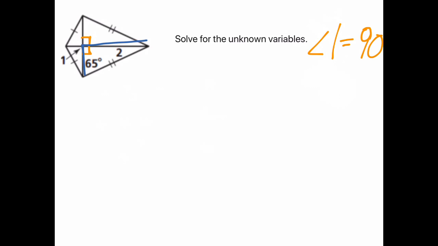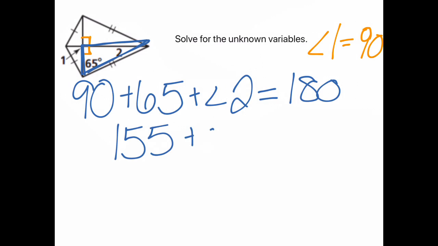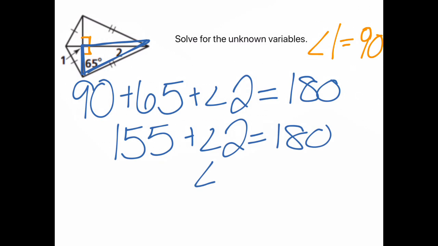And if we look at just this triangle right here in the blue, what we have is 90 degrees and 65 degrees, plus angle 2 has to add up to the total for all triangles, which is 180 degrees. And when we do the math on this, you'll get 155 plus the measure of angle 2 will equal 180. And when we subtract 155 from both sides, we'll find that the measure of angle 2 is 25 degrees.